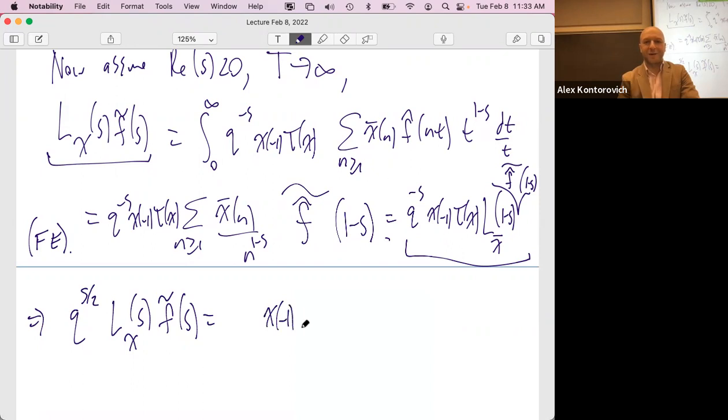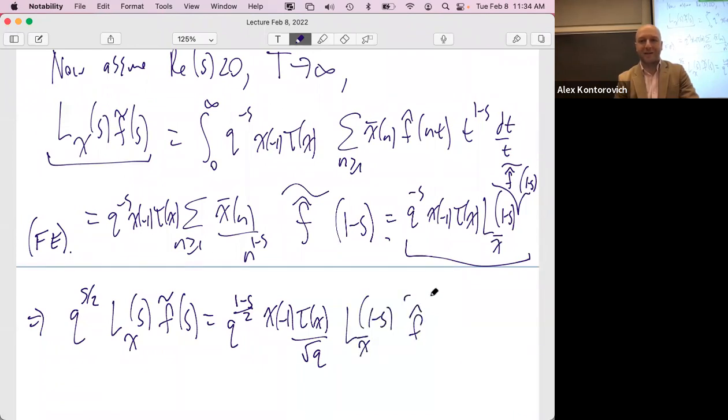Chi of -1, tau of chi over root q, and I'll multiply in a root q. Ah, I see. And this root q is related to the magnitude of the Gauss sum. Yep, and let's do that actually, since we were almost there. L chi bar of 1 minus s, f hat tilde of 1 minus s. Okay, now you're happy, right?